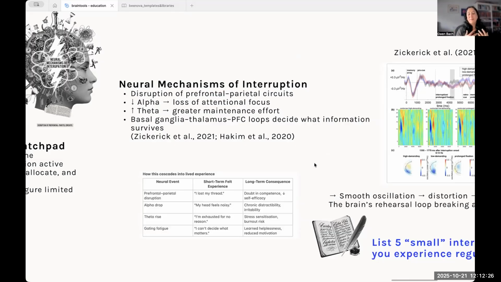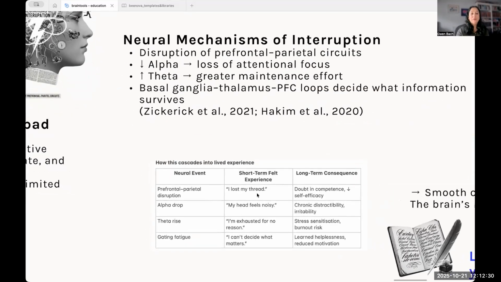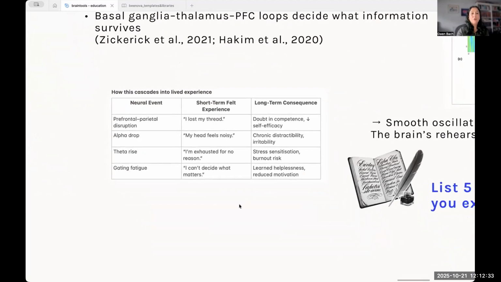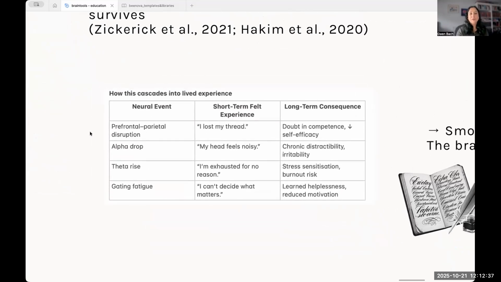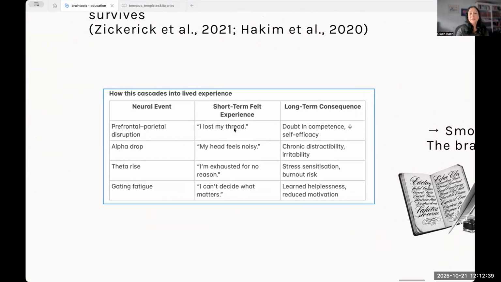But what does that mean for us, for our daily life? This is where I've created this to make it a little more practical. The prefrontal parietal disruption is the experience of, okay, I lost my thread. So what was the train of thought that I had? Long-term, this leads to doubt in our own competence, and we start doubting our own self-efficacy.